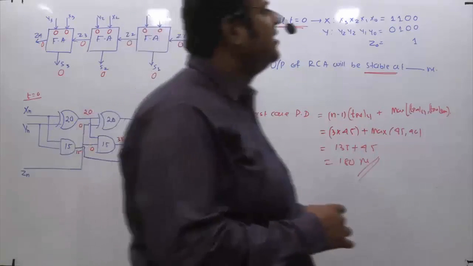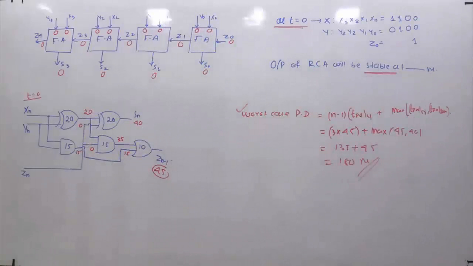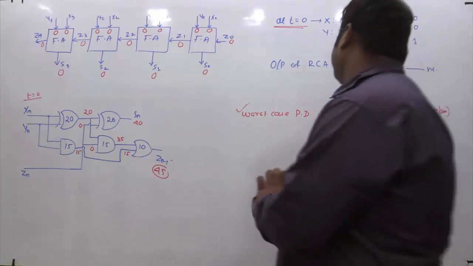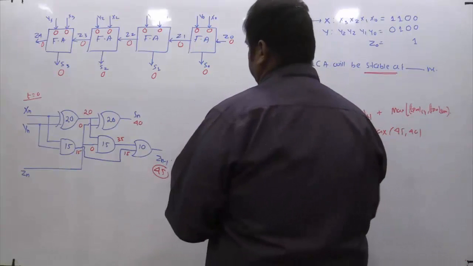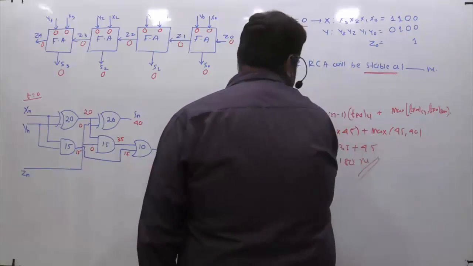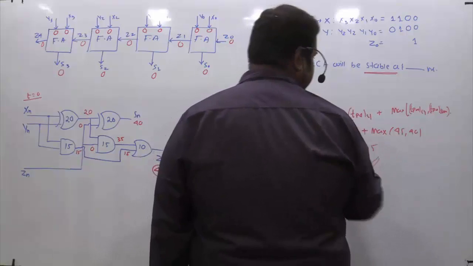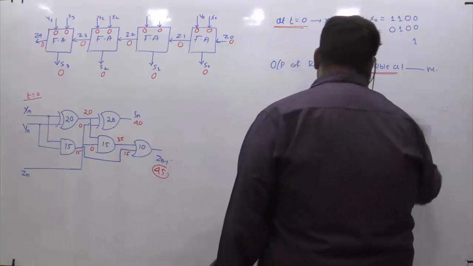But please note that this question is not that. I'm explaining this because people carry forward this approach and later they check why the answer is not matching 180. So here the question is not to find the worst case propagation delay, rather the question is to find at what time the output will be stable. At what time the output will be stable, right? So this is not the question, okay? So let's be very clear.